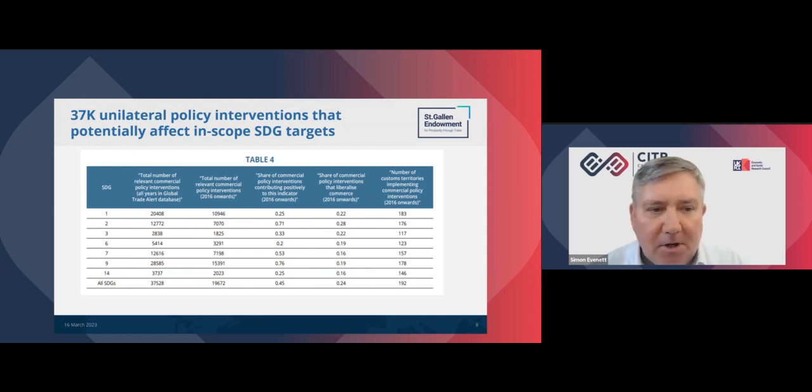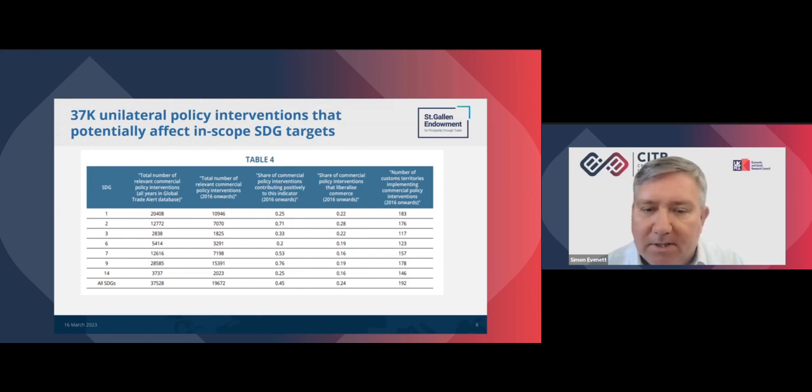This varies a lot. So when you're talking about SDG 6, which is about clean water, about 20% of the interventions that affect that sector contributed positively, which suggests that 80% did not. So here, if you were to make the case that trade and commercial policy is actually setting things backwards, one would point to SDG 6.